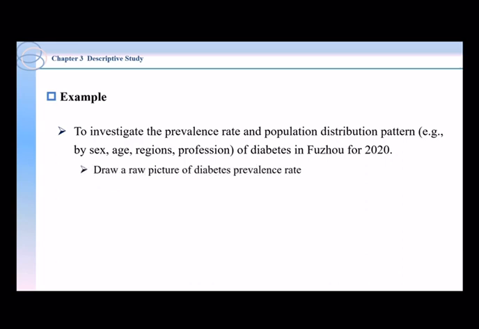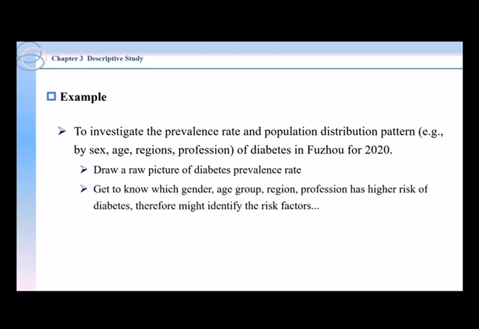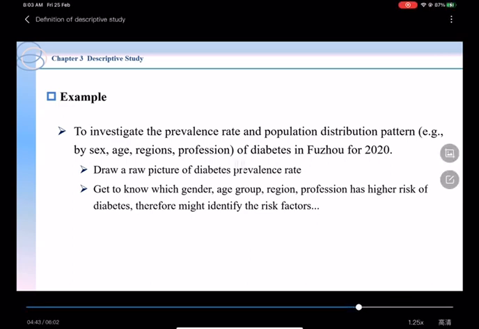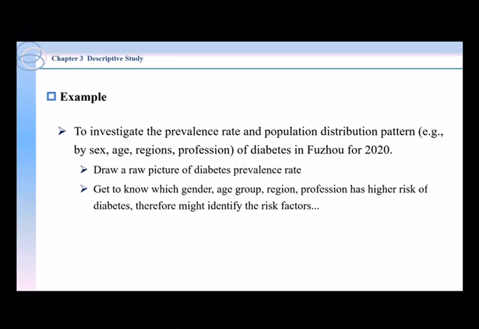So based on this study, we are able to draw a rough picture of the diabetes prevalence rate. We can get to know which gender, age group, region, and occupation have higher risk of diabetes, and therefore we can have an idea of what the potential risk factors are, and we can generate hypotheses for other studies such as case control study and cohort study.